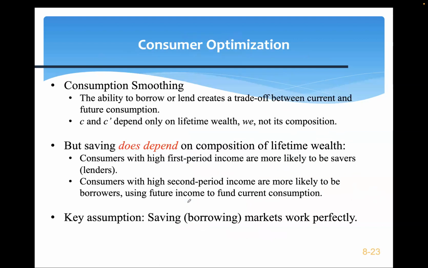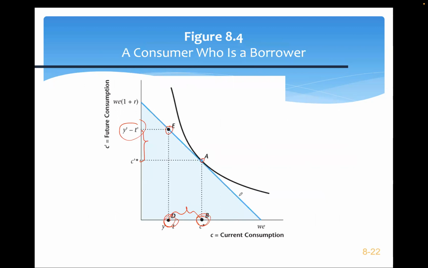And alternatively, you may have an endowment here. So it's going to be a lender, meaning this is your endowment, and today your endowment is more than you choose to consume. So this is going to be your saving, and in the future, that's your interest income plus your principal, right?